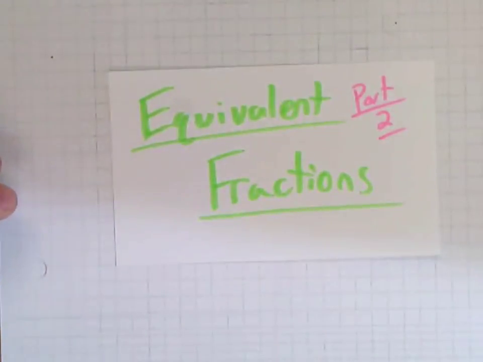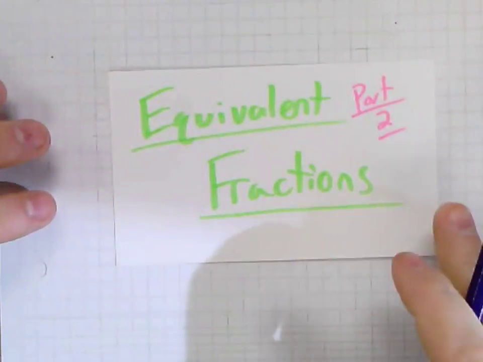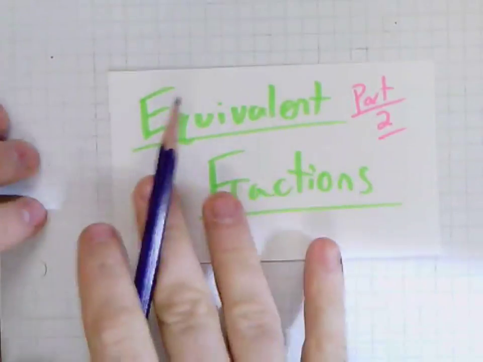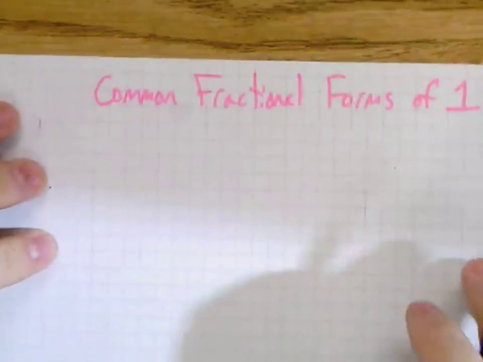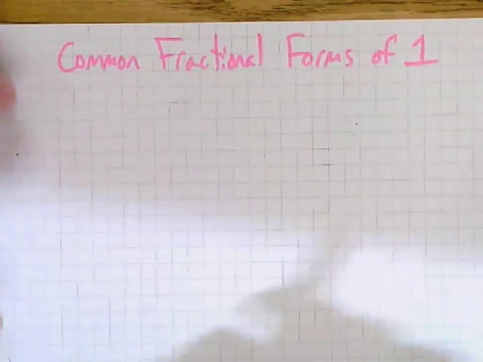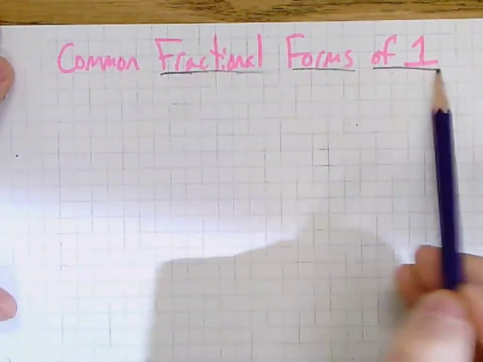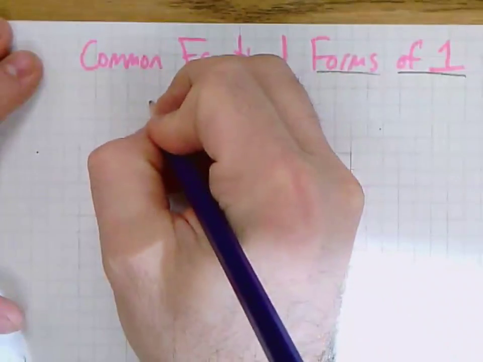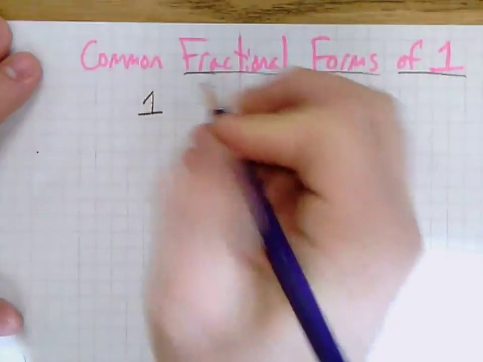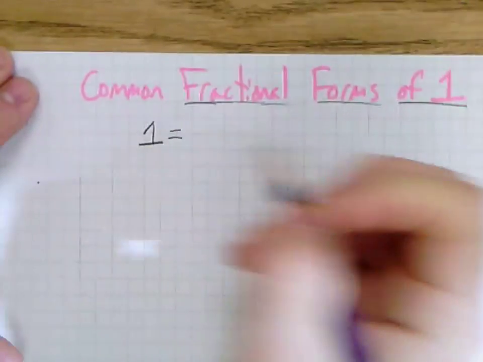Alright, welcome back for part 2 of torture, also known as equivalent fractions. In this video we're going to talk about the vocabulary term that I kind of mentioned in the last video, fractional forms of 1. What I mean by fractional forms of 1 is you are starting with 1 and you're turning 1 whole into a fraction.